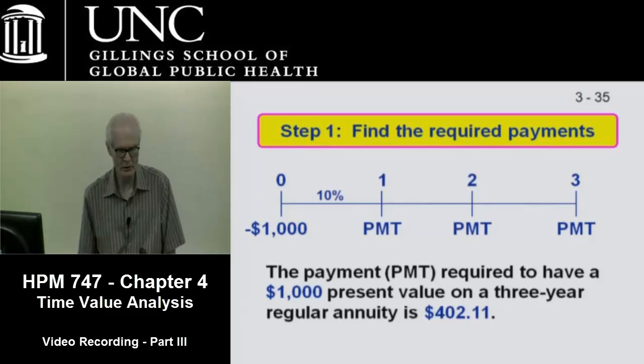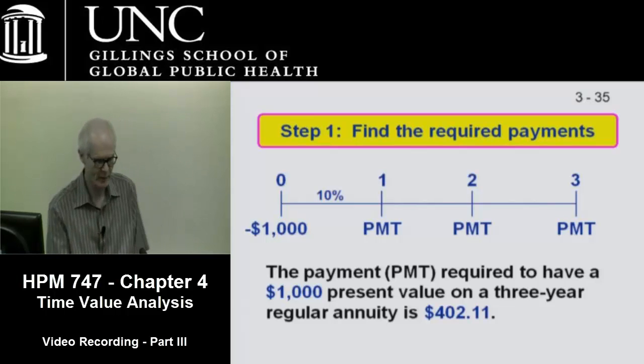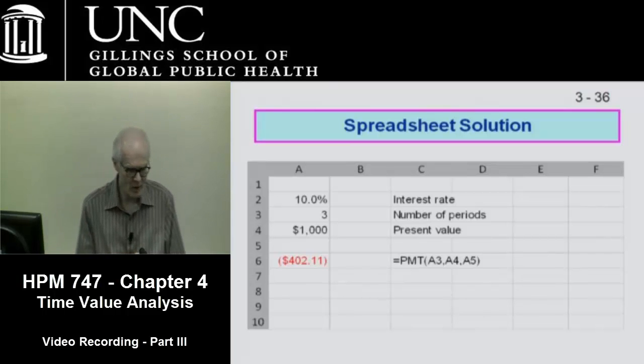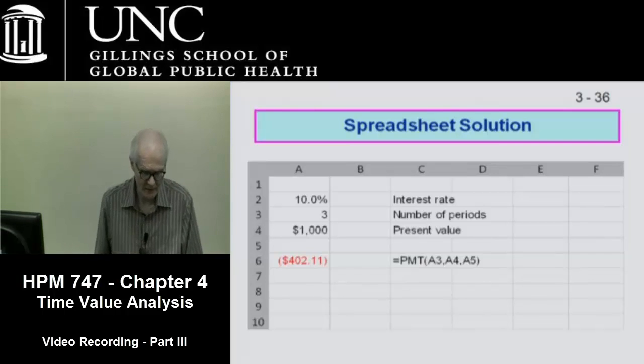The first thing we have to do is find the required payments, and we can use the PMT function in Excel to do that. So the first thing Excel wants to know is what's the interest rate? That's in cell A2.